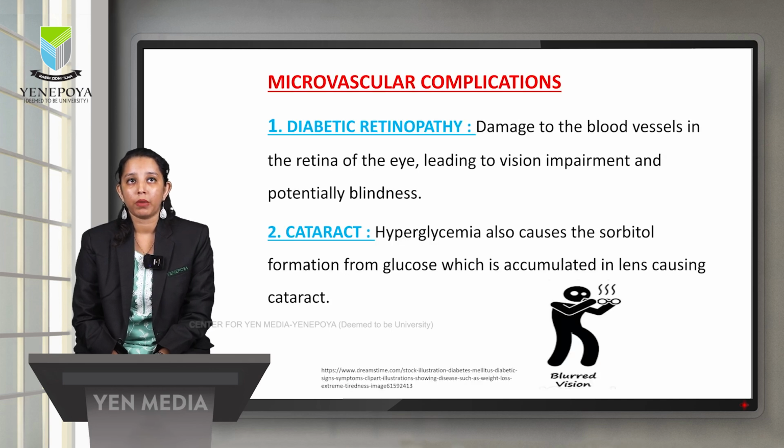Coming under microvascular complications, we have diabetic retinopathy. Here there is damage to the blood vessels in the retina of the eye, leading to vision impairment and potentially blindness. Cataract. Increased glucose level in the body gets converted to sorbitol, and that sorbitol gets accumulated on the lens and causes cataract.